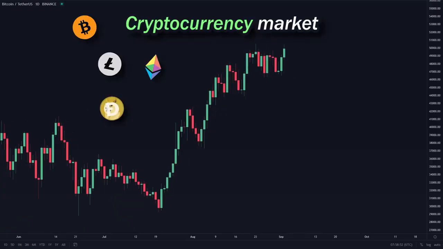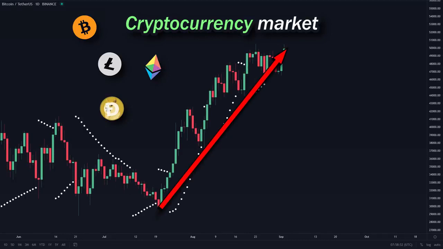Now, we all know that the cryptocurrency market has begun trending lately, which means it is the perfect time to trade it using the parabolic SAR.